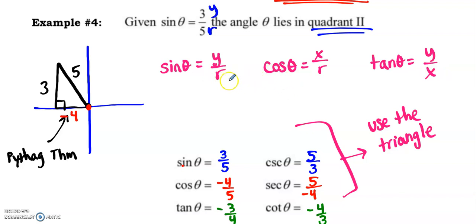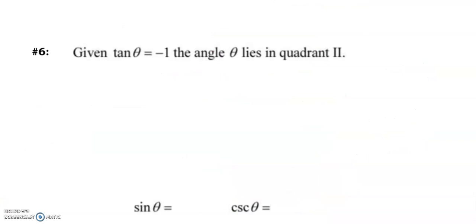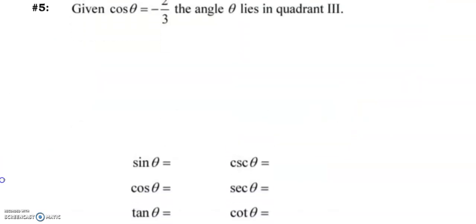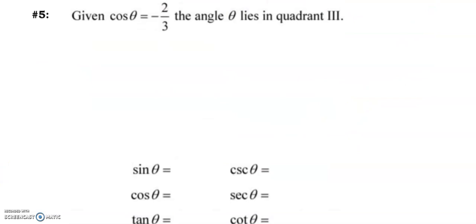We just use r equals 1 on the unit circle, and that's why we don't have to do x over r or y over r all the time. Okay, so I'd like you guys to try example number 6, okay? Actually, try number 5 first. All right, off you go.